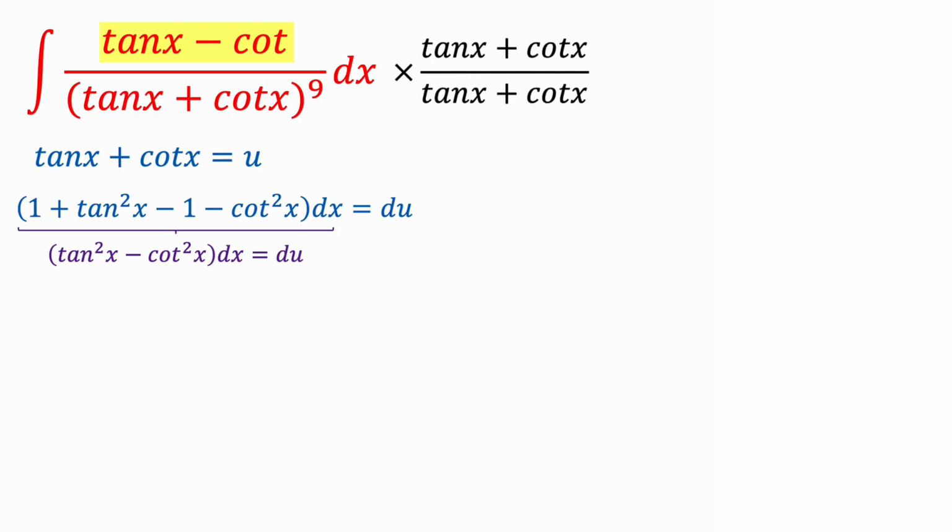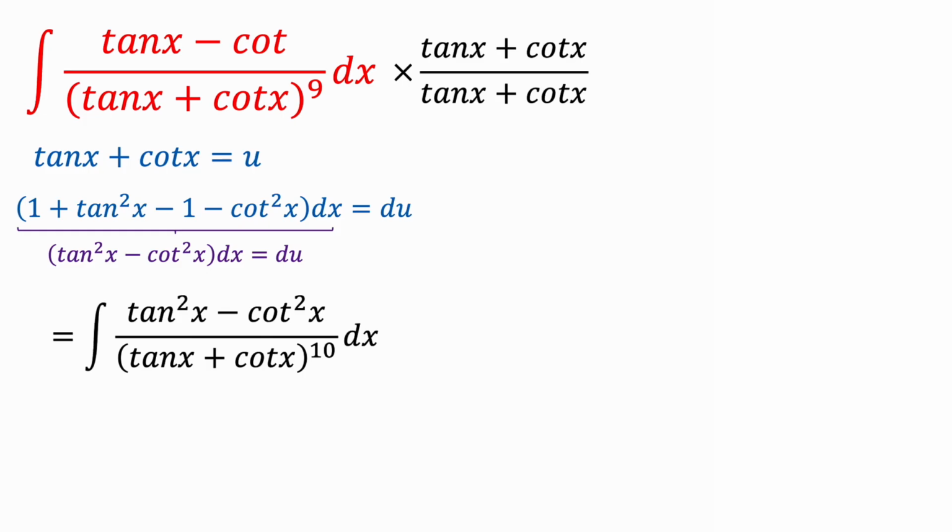Remember, this multiplication along with the existing dx builds our du. But be careful, we must multiply both the numerator and the denominator. You can't just multiply the numerator. You also have to multiply the denominator at the same time. Then I'll be happy, because now my du becomes very obvious. My numerator became tangent squared x minus cotangent squared x. Now look at the denominator.